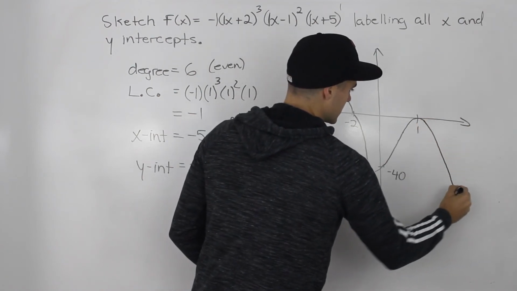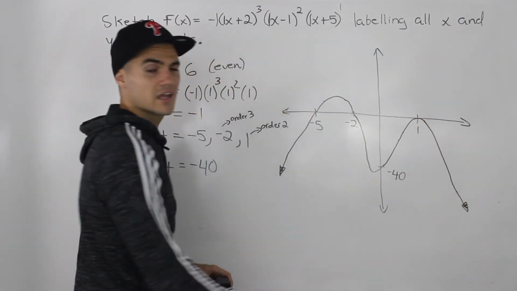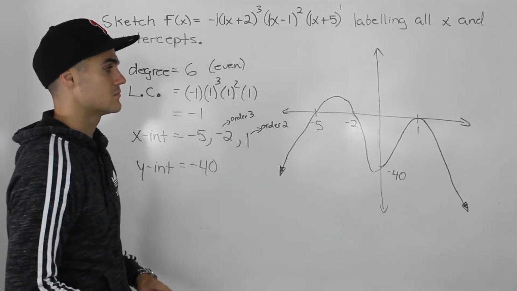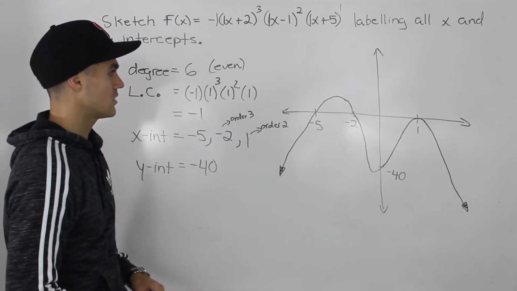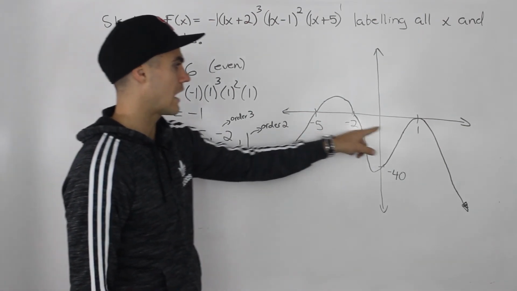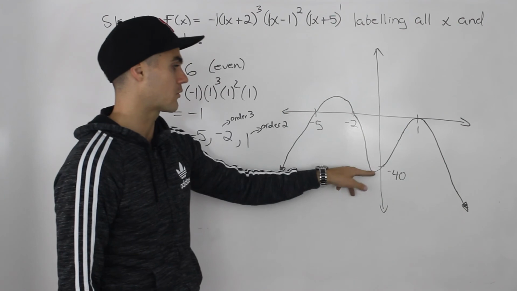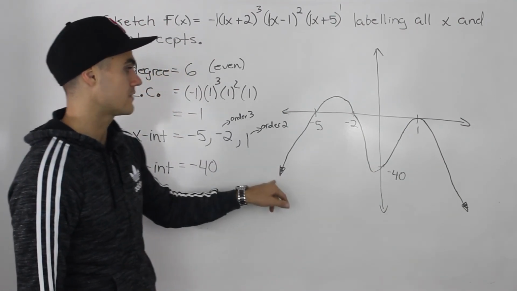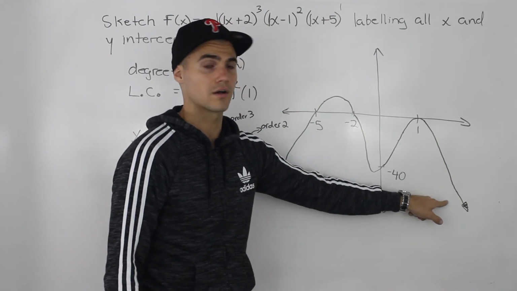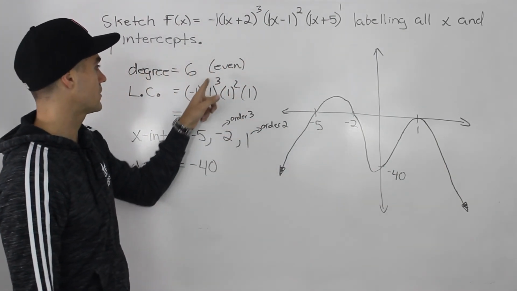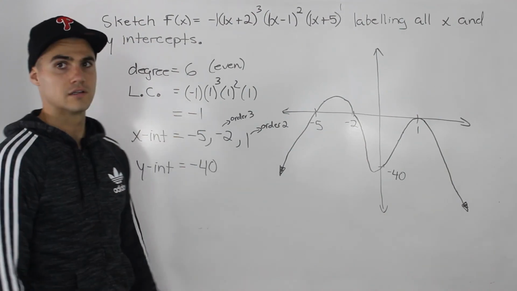And that makes sense because it corresponds with our end behavior on the right side that we drew at the beginning. So this is how the function is going to look. All of our x-intercepts are labeled, our y-intercept is labeled, and the end behaviors are from quadrant 3 to quadrant 4 because it's an even degree and a negative leading coefficient.